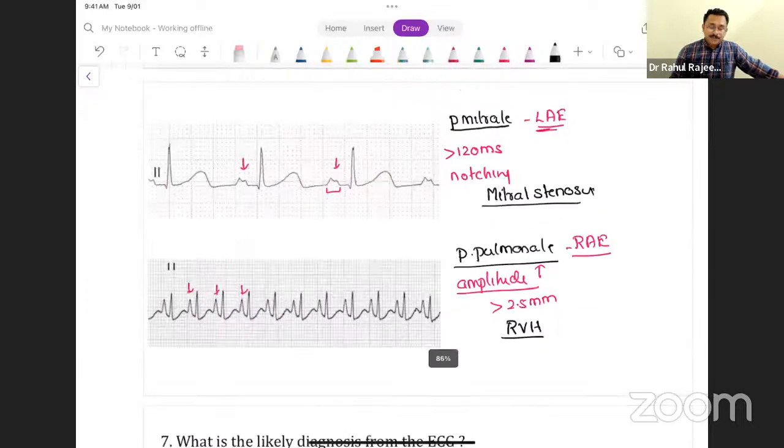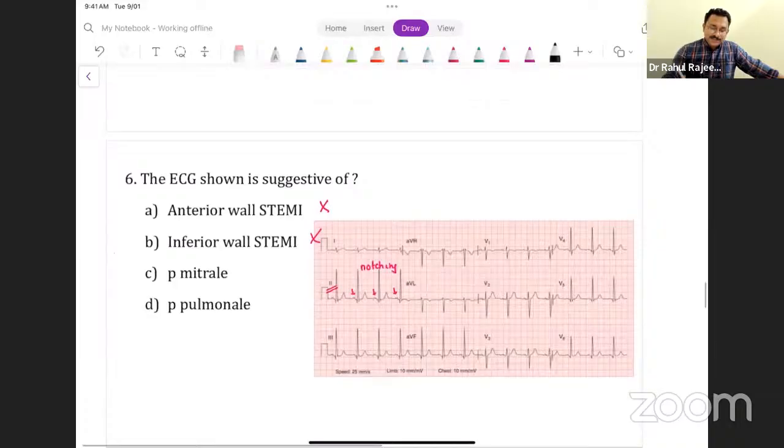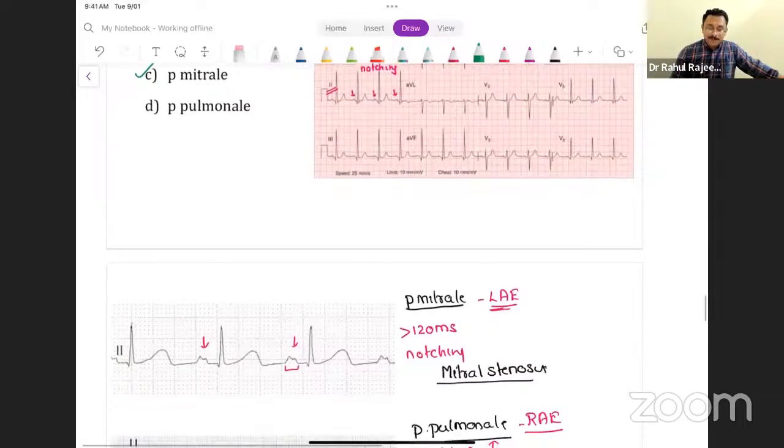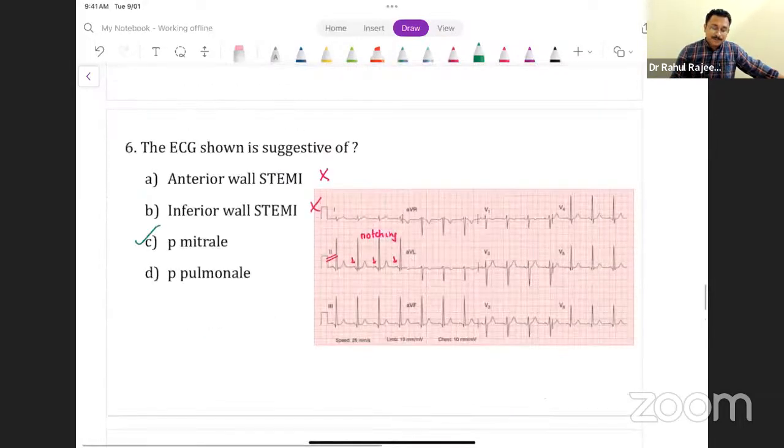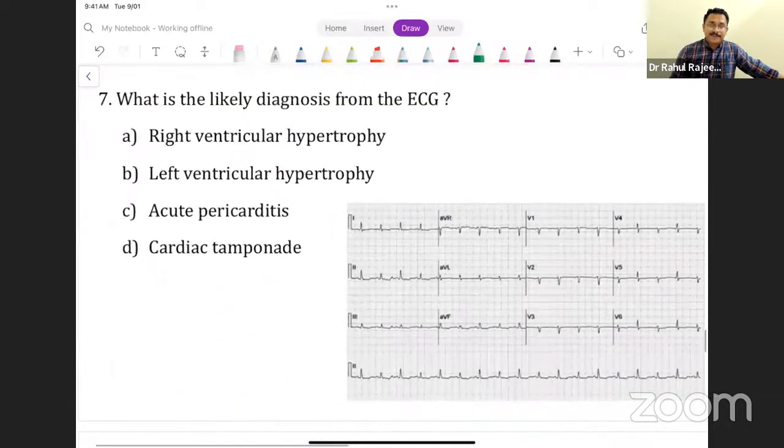Okay, right. So what is the answer here? The answer here is option C, P mitral. If you're clear with that, please give me a thumbs up. So P mitral, P pulmonale. Okay, left atrial enlargement, right atrial enlargement. Understood. Right. Let's go to question number 7.